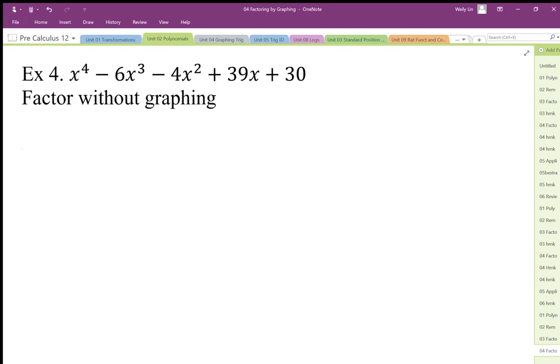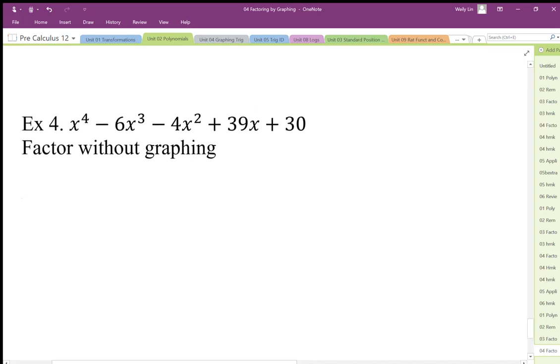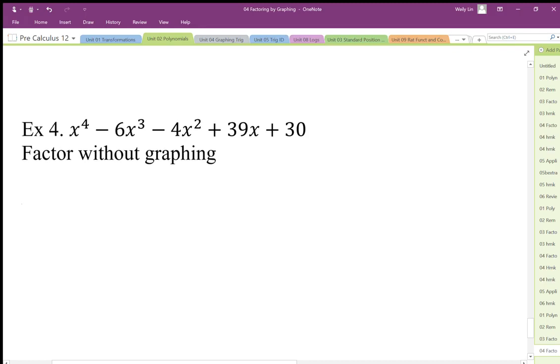So we are expected to do some of these without graphing. To do this, we're going to have to guess at the first factors and then break it down and solve the quadratic. Here we have a fourth degree, so we know we have to break this into 4 parts if we can. So we're going to have to guess. I'm just going to write down my possible guesses here.